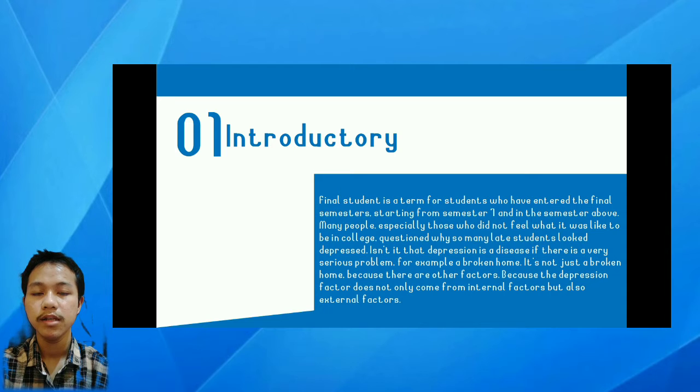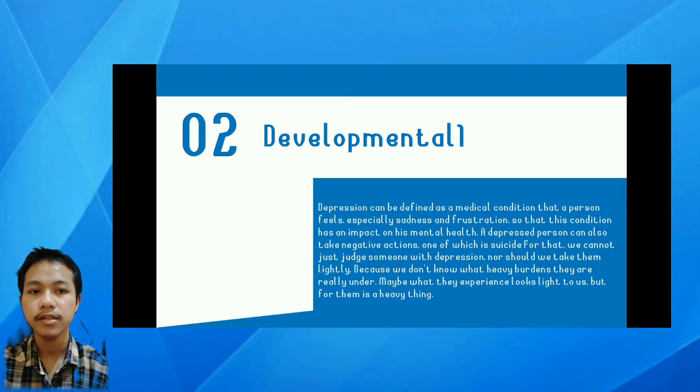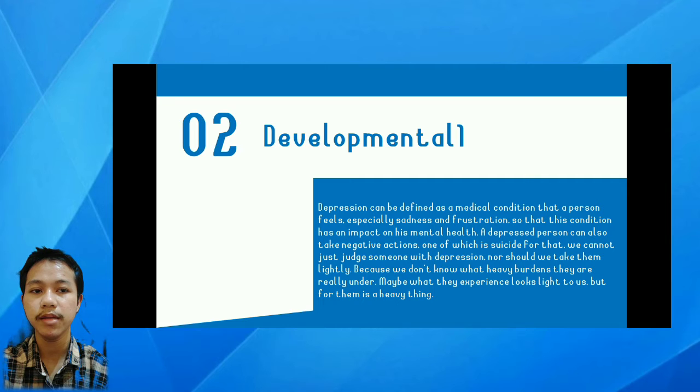And Part 2 Developmental 1. Depression can be defined as a medical condition that a person feels, especially sadness and frustration, so that this condition has an impact on his mental health. A depressed person can also take negative actions, one of which is suicide.